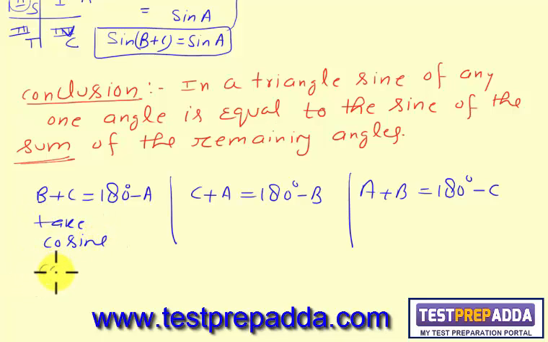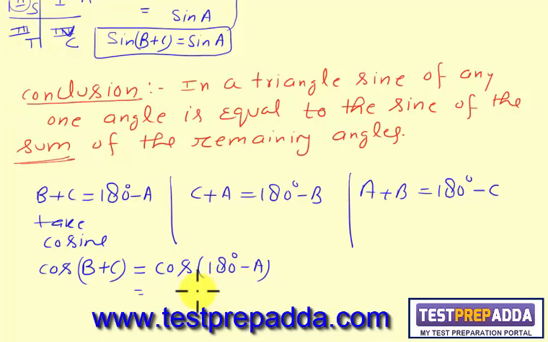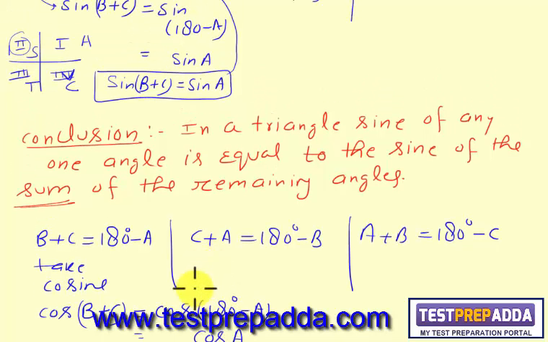So what can we write? Cos B plus C will be equal to cos 180 degree minus A. Now 180 degree minus theta, cos will remain cos, but whether it is positive or negative will be decided by the quadrant. Cos 180 minus A will lie in the second quadrant. In the second quadrant, sine and its reciprocal, that is cosec. These two are positive, while cos will be what?